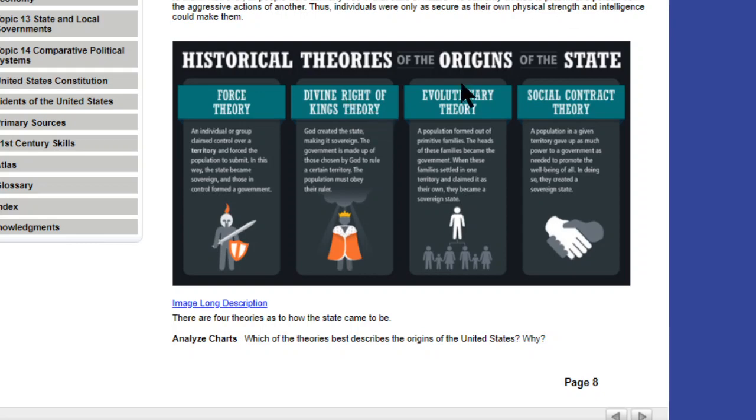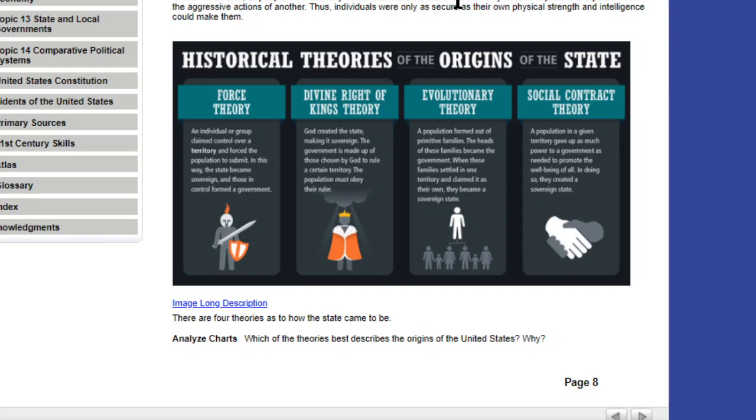Then there's the divine rights of kings. Therefore, God created the state, making it sovereign. The government is made up of those chosen by God to rule certain territories. The population must obey the rules. You're like, that seems crazy, Mr. Gault. England, Great Britain right now, still kind of the same thing.